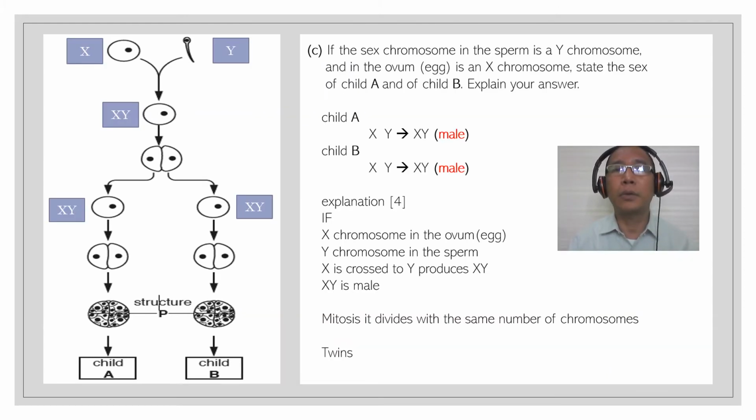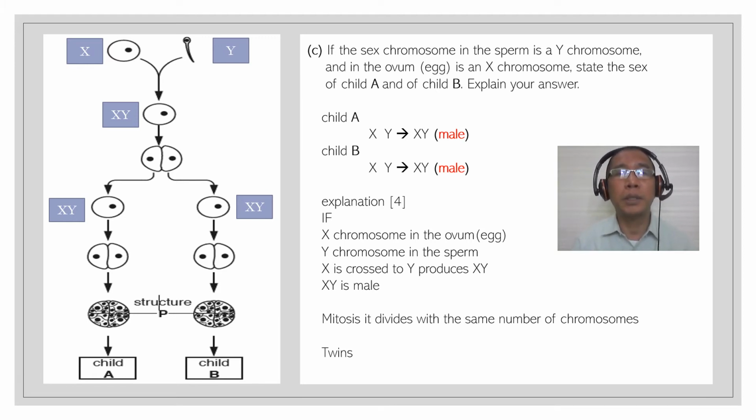For 1C, the question is, if the sex chromosome in the sperm is a Y chromosome and in the ovum or egg is the X chromosome, state the sex of child A and child B. Explain your answer. So if in the ovum is X chromosome and in the sperm is Y chromosome, we cross these two chromosomes. We have X and Y. So child A and child B, X and Y, both are male.